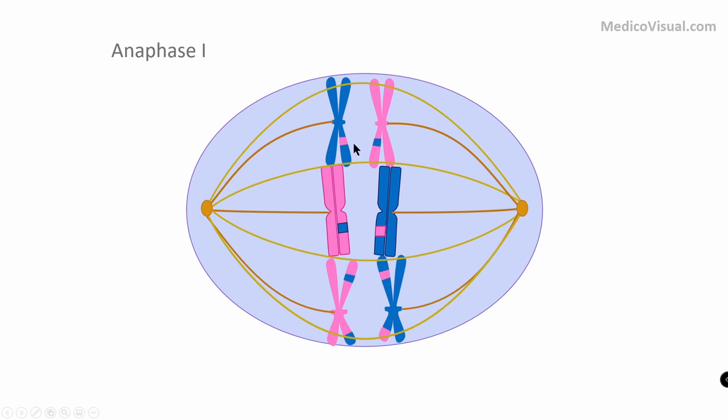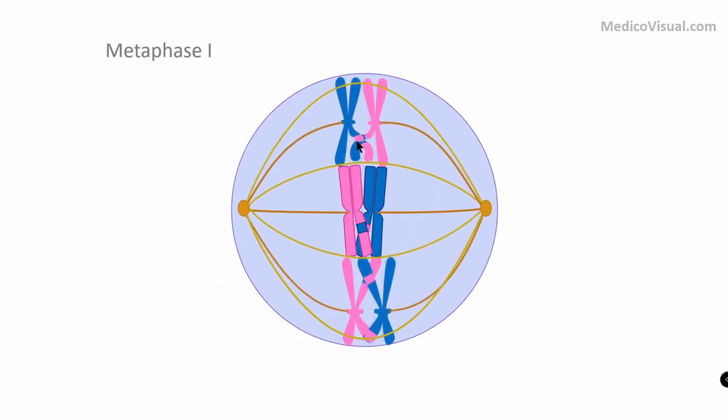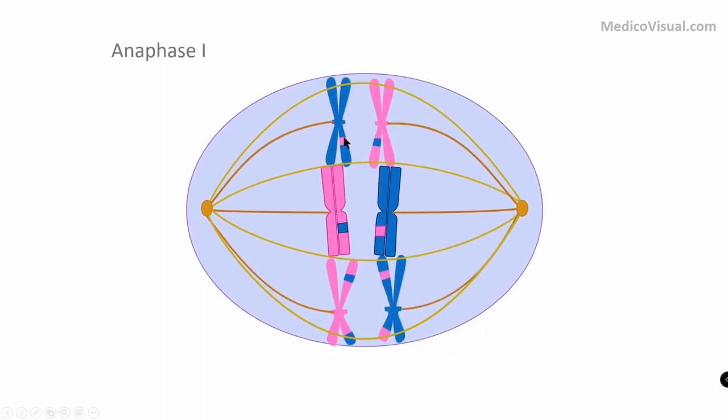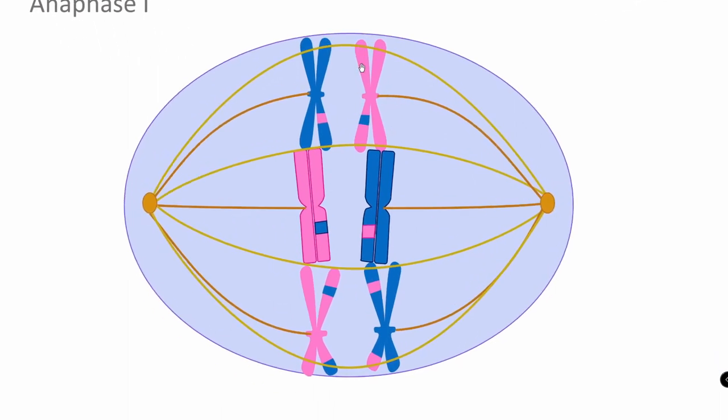Now at this point, you can see in metaphase they were still connected with each other at the chiasma. But in anaphase, the chiasma is lost. Now homologous chromosomes are separate from each other, right? What is so interesting here is that now the chromosomes are not the same. This chromosome has some part from the paternal chromosome, and this chromosome also has some part from the maternal chromosome. Similarly here you can see.